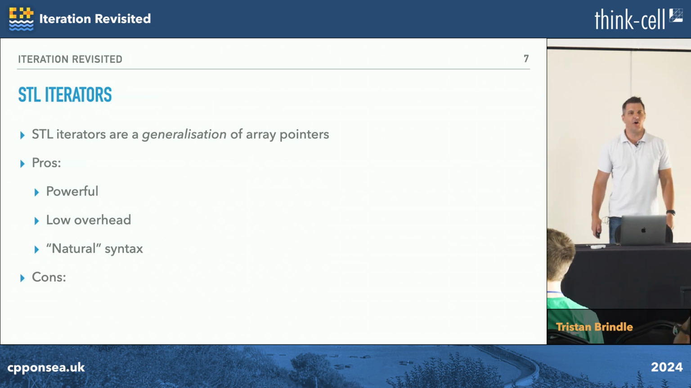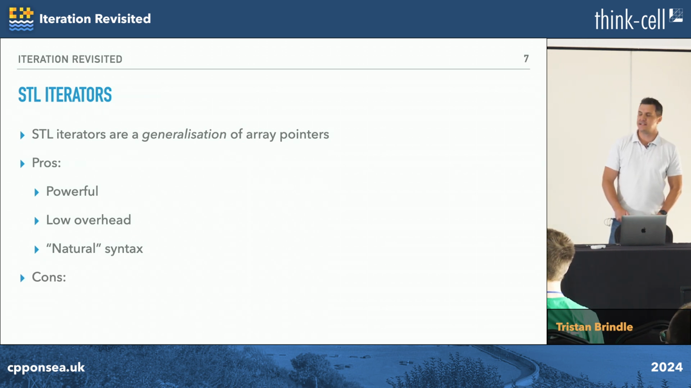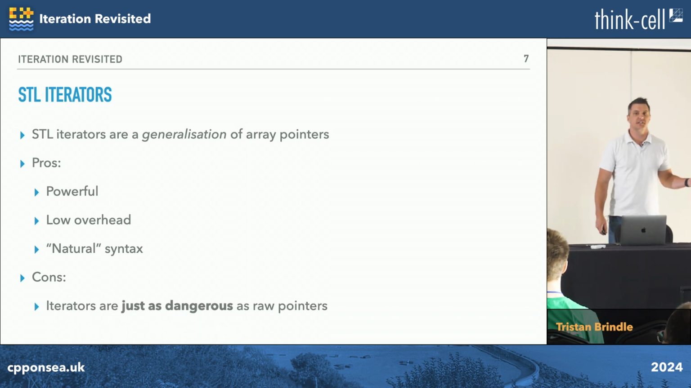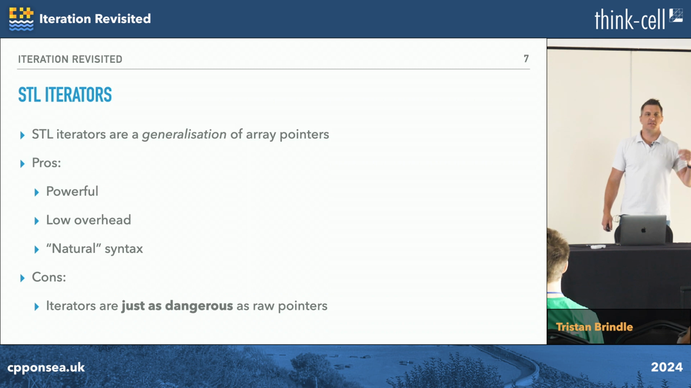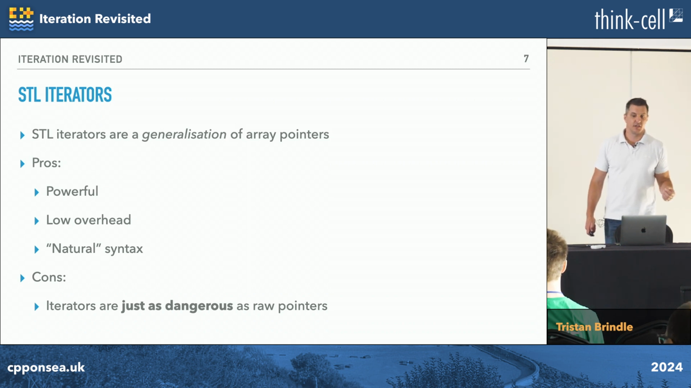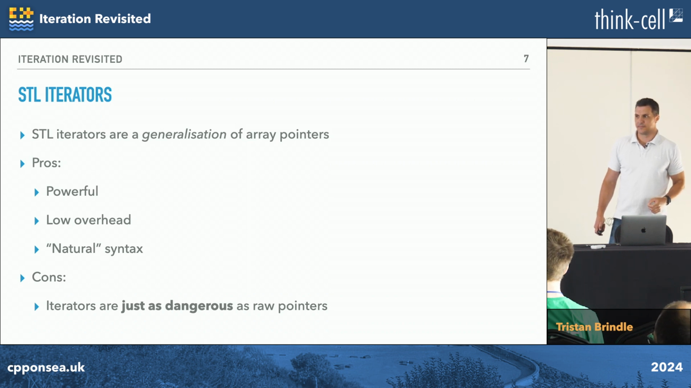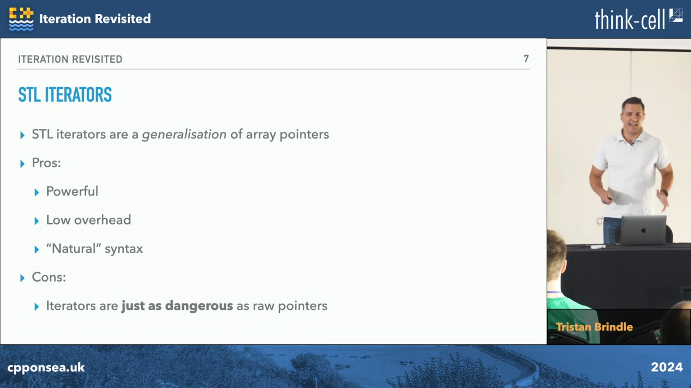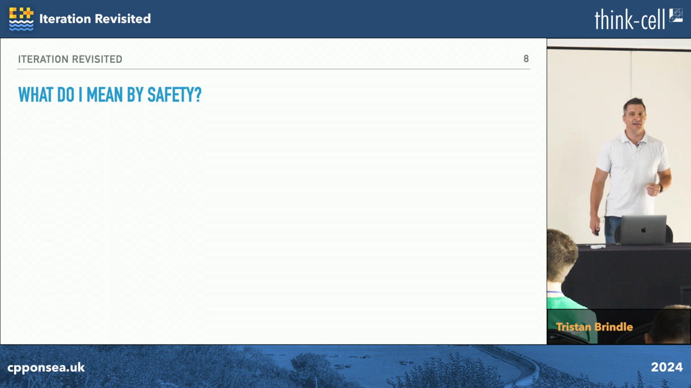But there's a pretty big downside to STL iterators as well. And that is that they are just as dangerous as raw pointers, right? Because iterators have pointer semantics, iterators are just as dangerous as raw pointers. They lack safety in exactly the same way that pointers do. So I've said the word safety, and this means that I have to take a very brief aside to answer the question, what do I mean by safety?